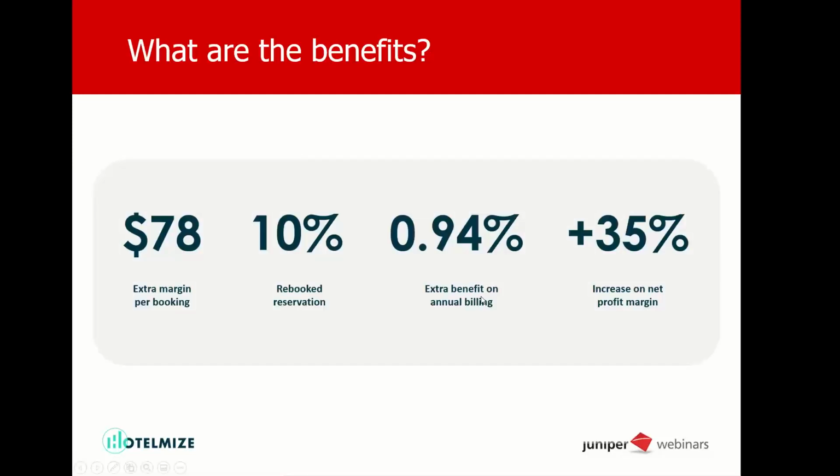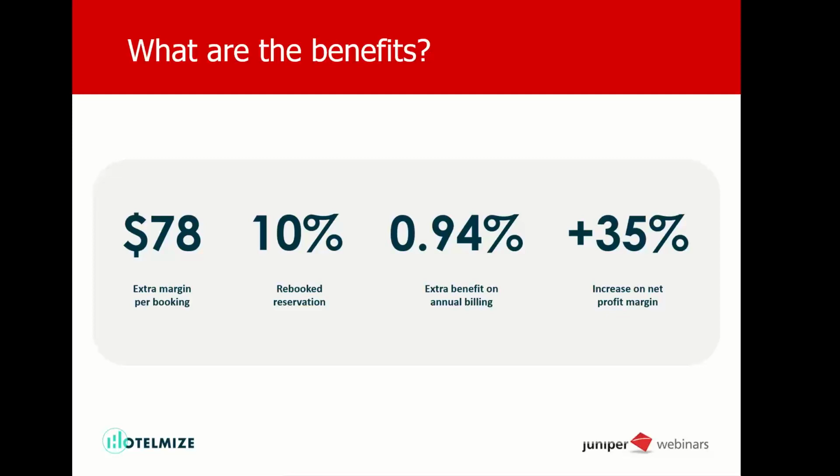And that's it. Let's talk some numbers. For every rebooking that we create, the extra margin is $78, which is an amazing number. I will repeat it: for every rebooking we create, an extra margin of $78. The number of bookings that we rebook is 10%. For example, if you are doing 5,000 reservations a month, we will on average rebook only 500 of them.